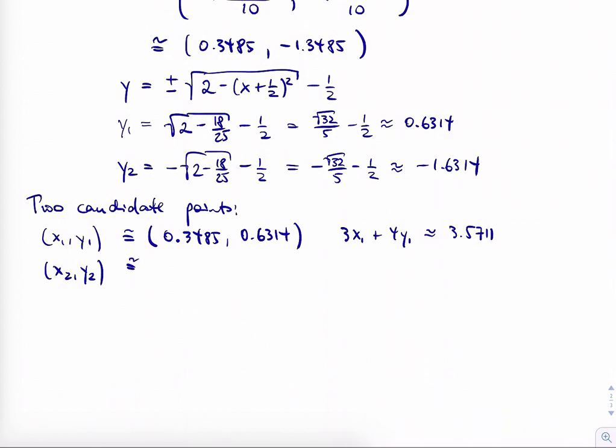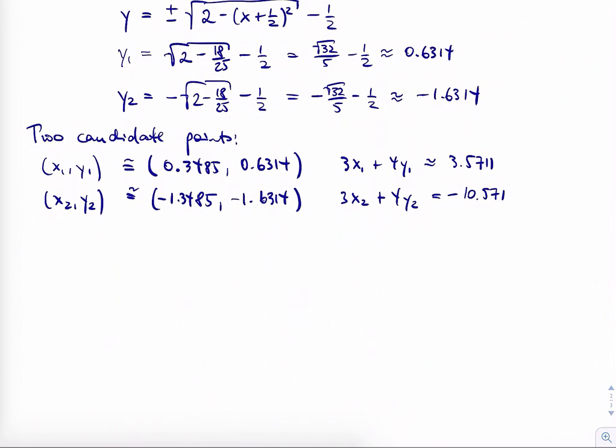This is, give or take, minus 1.3485 and minus 1.6314. And these are negative, so I can already see that 3x2 plus 4y2 is not going to do anything. That's better for me here. It's minus 10.571 if you punch it into your calculator, that's of course not maximizing f.